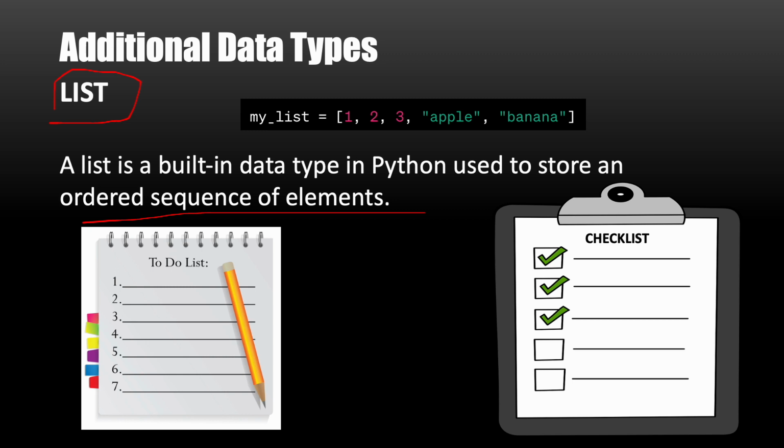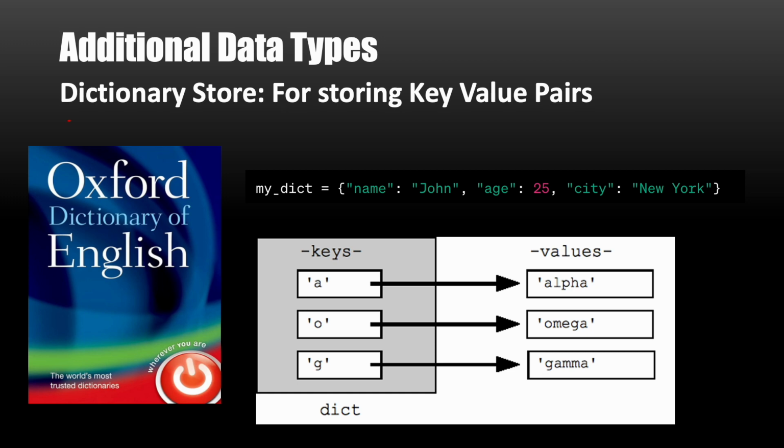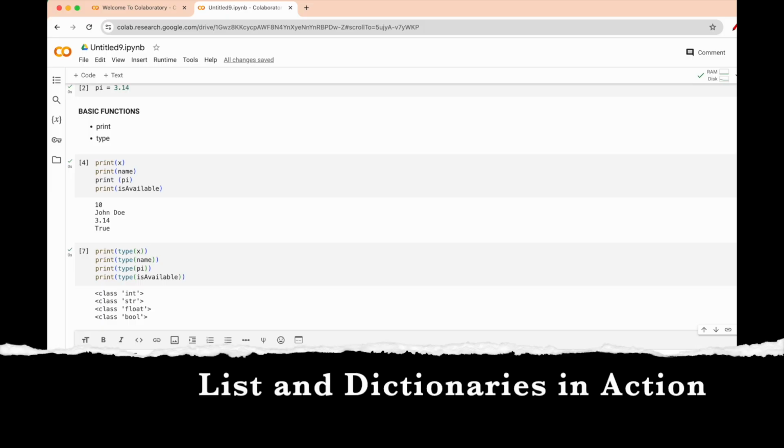So the second additional data type is the dictionary, and dictionary is for storing key value pairs. You can correlate with the language dictionary which you may be using, wherein the key is the word and the value is the meaning of that word. So we have a key and a value in a dictionary.